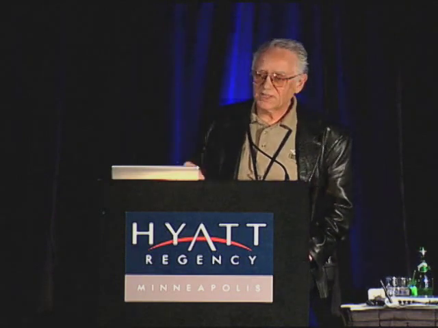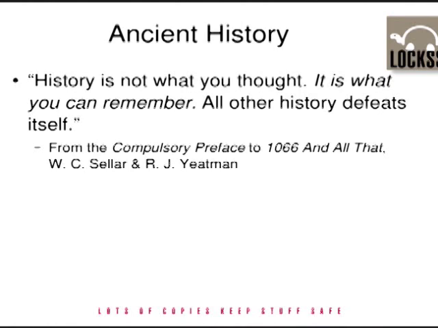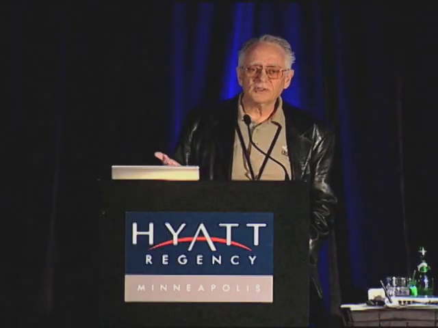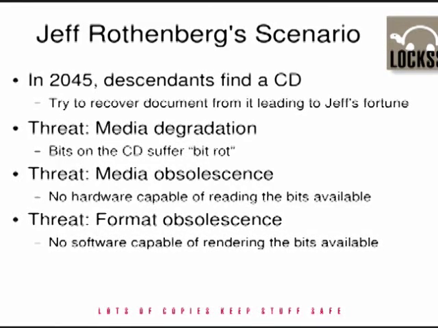Okay, we'll start with ancient history, which is everything before 1995, which for me represents two-thirds of my time with computers. So Jeff's a really good communicator, and he based his article on a scenario that made it very easy to understand. His descendants in 2045 come across a CD that contains the location of Jeff's fortune, and he asked what obstacles they need to overcome to find the loot.